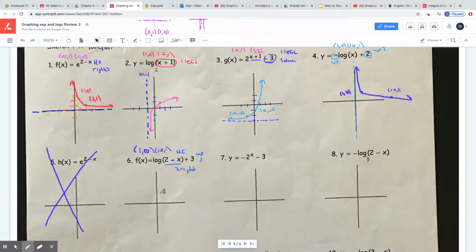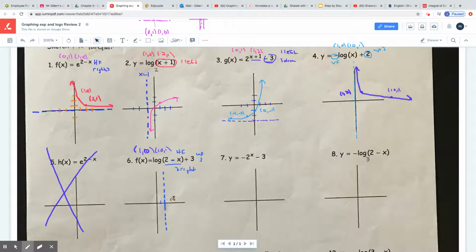Now for logs, we have vertical asymptotes, so anything left or right changes the vertical asymptote. Since we're moving 2 to the right, we are going to have a vertical asymptote going through at x equals 2.